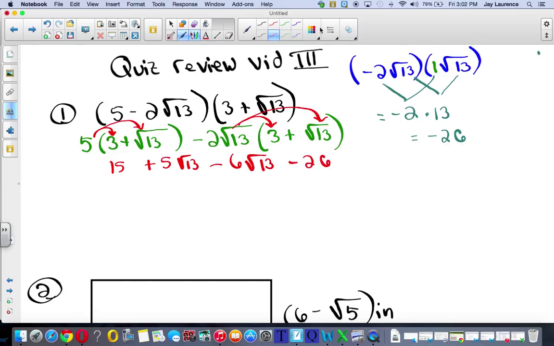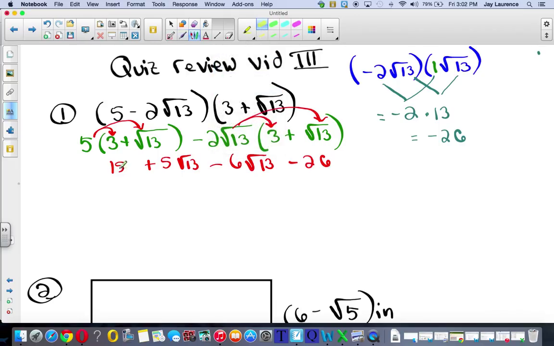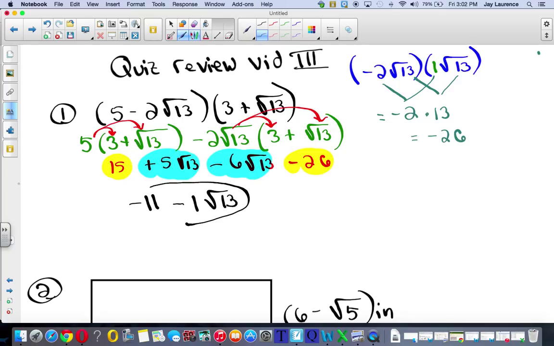Now, Kevin Merrick will tell you it's time to combine like terms. That's right, Kevin. All right, so let's put a 15 and a negative 26 together. Those are like terms. And let's put a 5 rad 13 and a negative 6 rad 13. All right, so 15 minus 26, I think that's going to be a negative 11, right? Negative 11. And a positive 5 and a negative 6 is going to be a negative 1 rad 13. And there you go. There's the product from the double distribution.